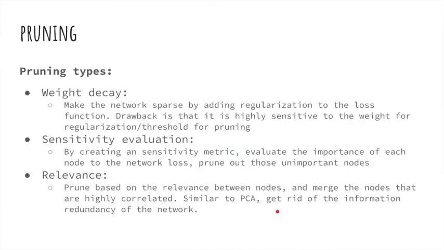Pruning methods could be classified as 3 types. The first one is weight decay. As we mentioned before, to get rid of overfitting, we will add a regularization to the loss function so that the network will be sparse, and then prune out those neurons with small weights. For example, prune out those weights smaller than 0.1.